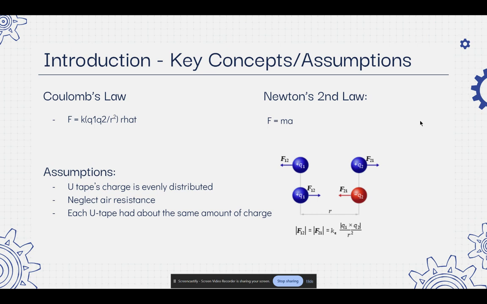And here are some key concepts and assumptions that we have. Coulomb's law, Newton's second law, as well as some assumptions such as the U-tape's charge is now evenly distributed instead of acting as a point charge concentrated at the center. We neglect air resistance, and each U-tape had about the same amount of charge.